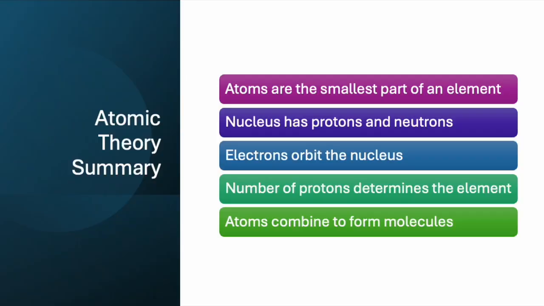So, to recap, atoms are the smallest units of an element. Atoms are made of protons and neutrons, which are located in the nucleus of the atom, with electrons orbiting the nucleus. Protons have a positive charge, neutrons no charge, and electrons have a negative charge. The number of protons determines the element. And lastly, atoms combine to form molecules.